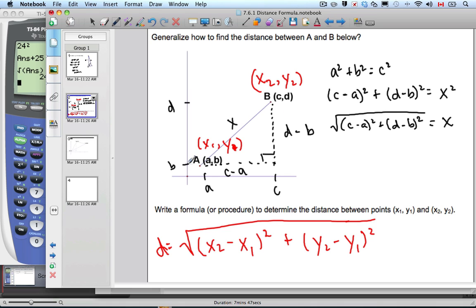Well, we can use that formula now. All right, great. Let's try a problem.